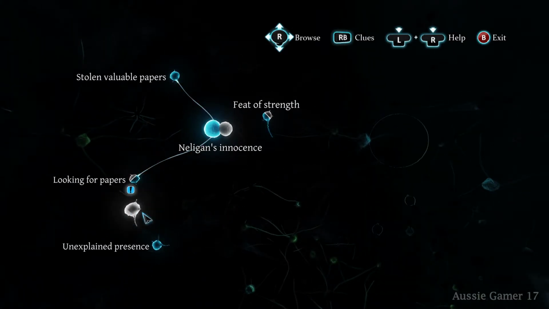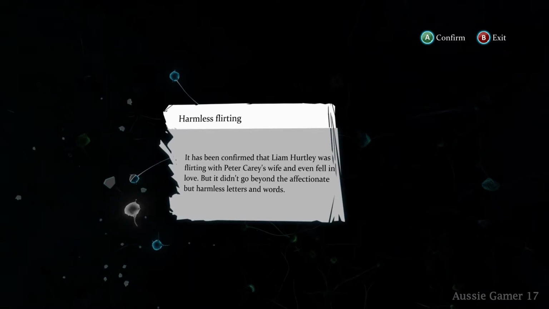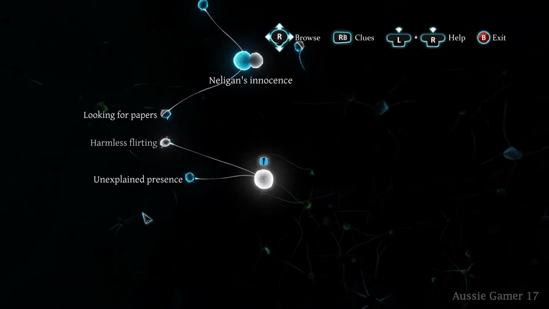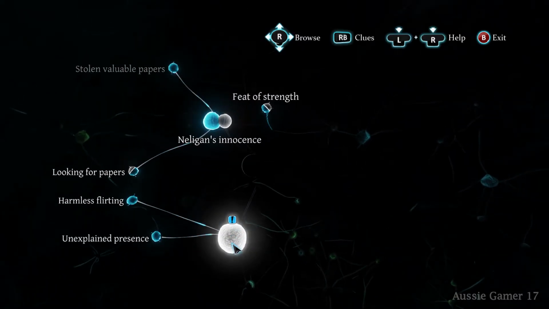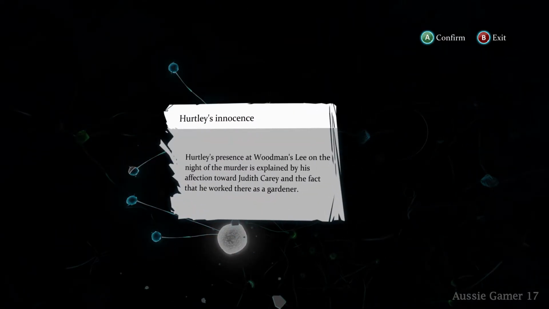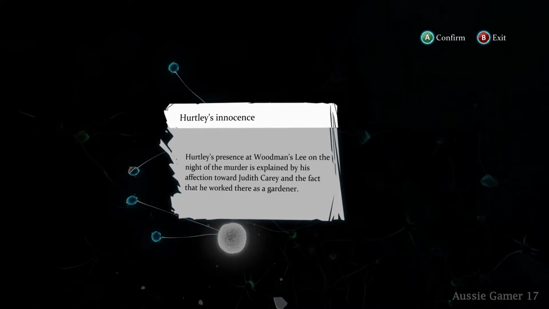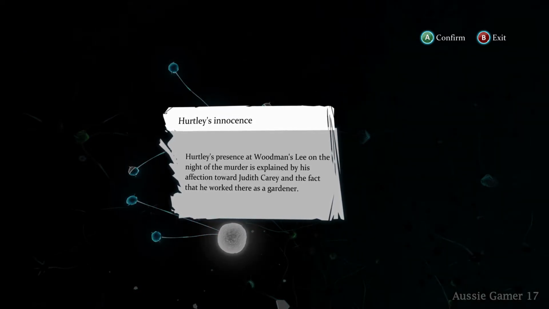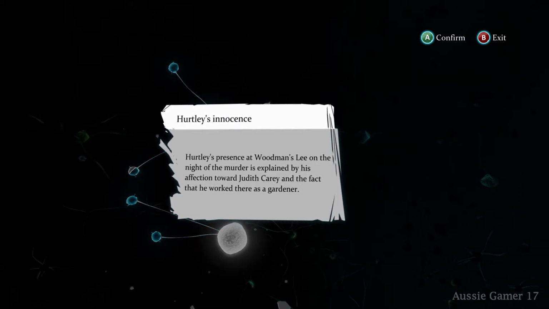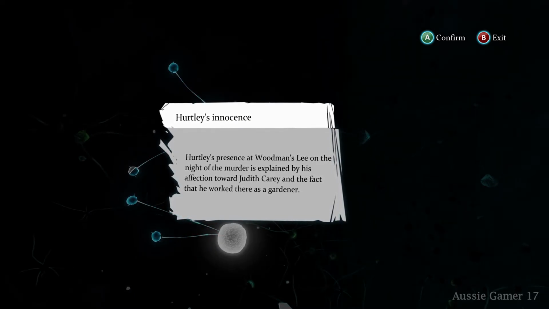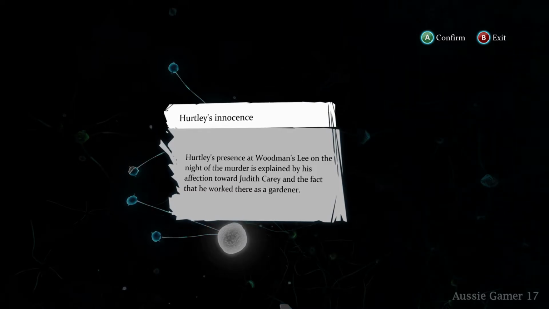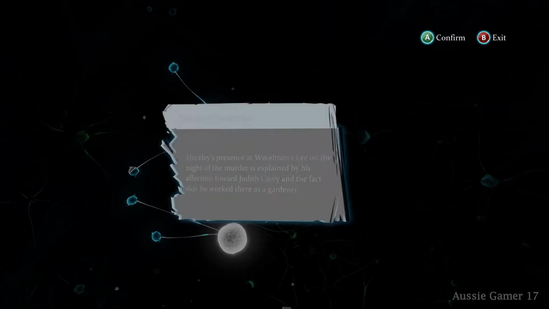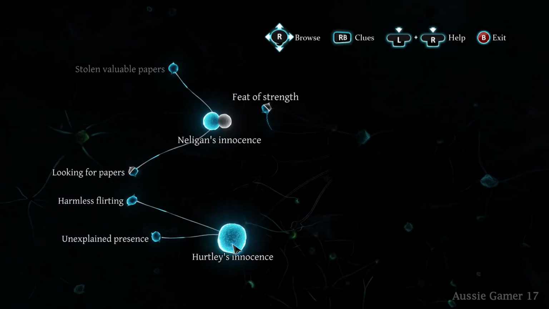Go into this deduction. Harmless flirting, apparently. I'm pretty sure it's a little bit more than that, but let's click on there. Hurtley's innocence, this points towards. Hurtley's presence at Woodman's Lee on the night of the murder is explained by his affection toward Judith Carey and the fact that he worked there as a gardener. I would have thought that would give him a motive, but anyway, click that one in for now.